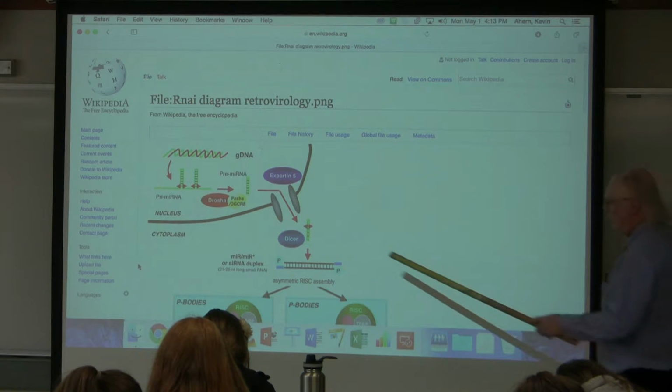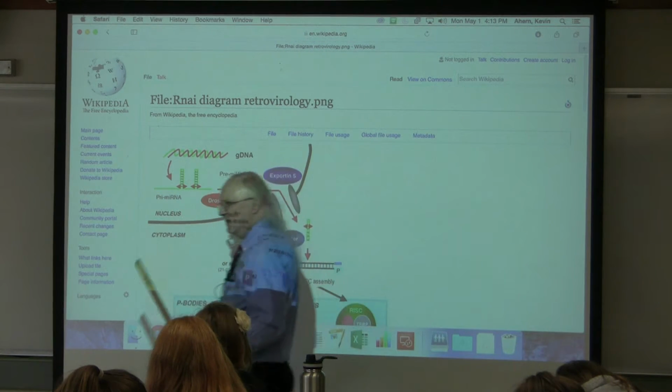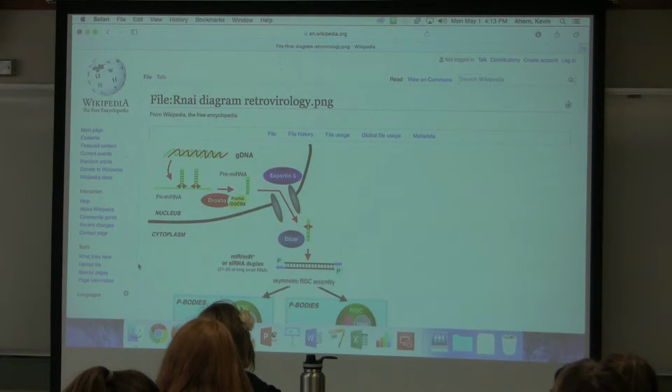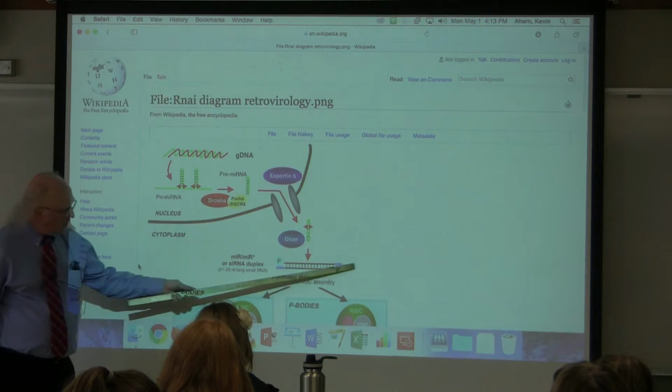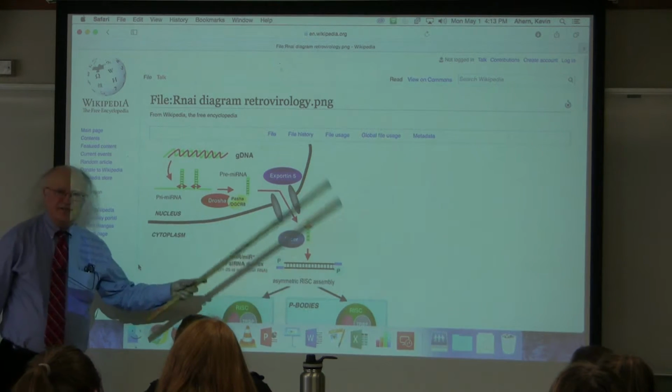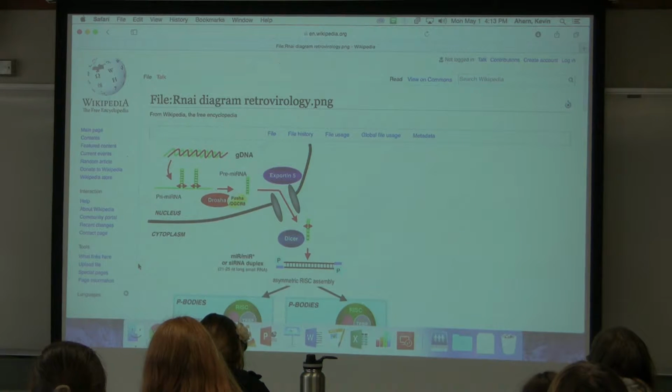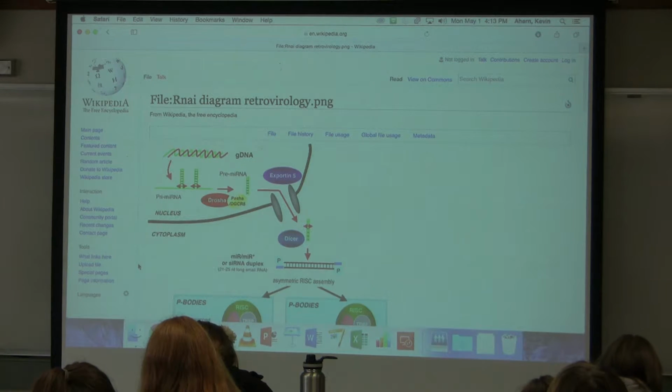And the way that they work, I'm not going to take you through this whole process because I think there's just too much information for us to go through there. But the way that they work is this double-stranded RNA, the cell sees as a warning.